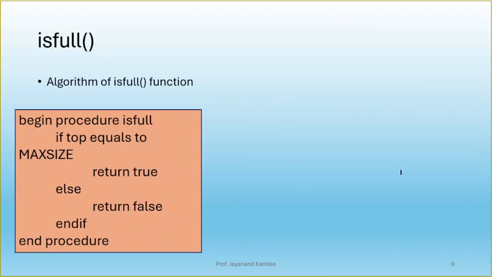It's straightforward, right? Now is full. What is the algorithm for is full? Very simple. Begin procedure is full. If top equals max size. Now see, is full means what?